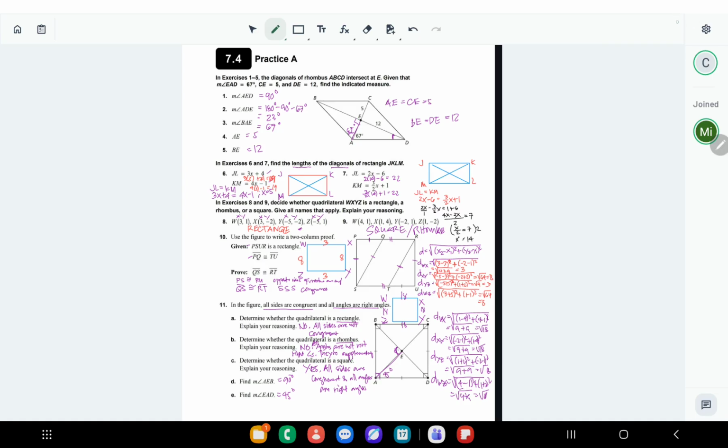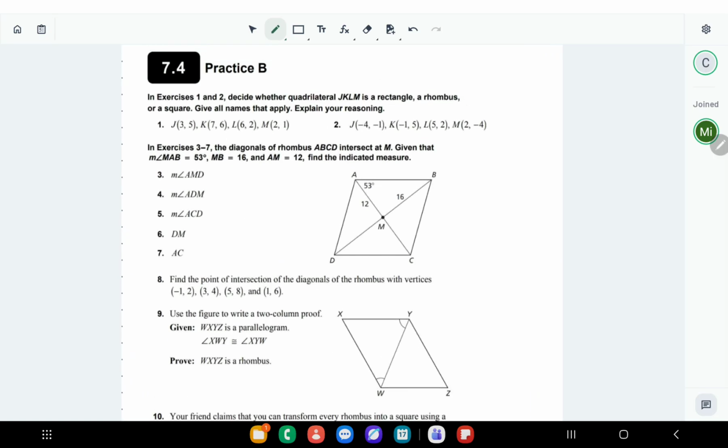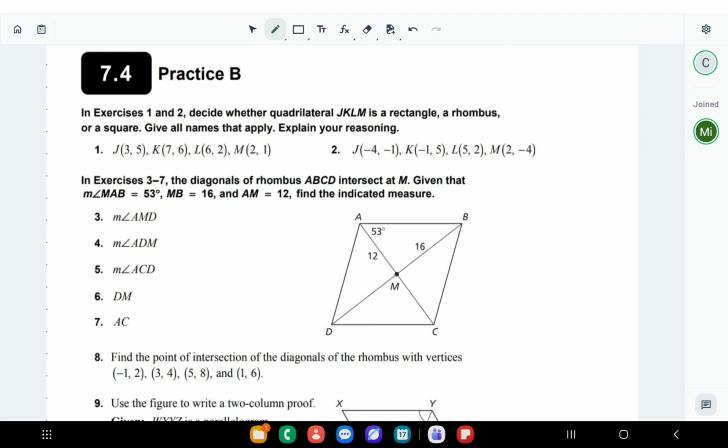Can you go to the next page? Okay, practice B. Oh no, it's the same thing. Decide whether the quadrilateral... Yeah, you need to solve for the distance again.